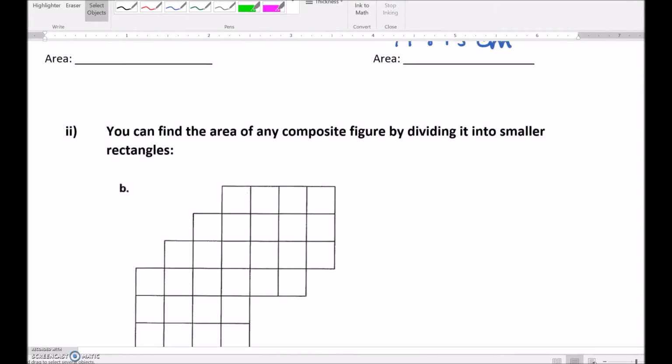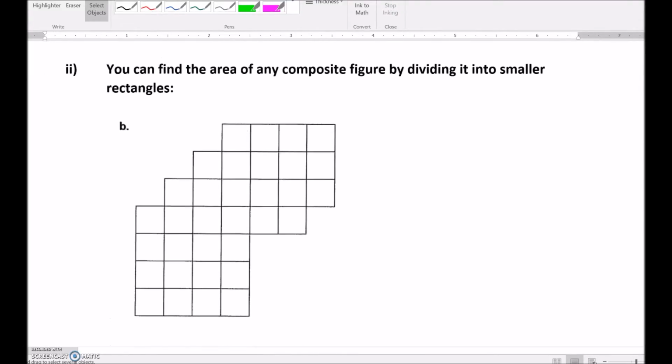Okay, so what about composite figures? You're going to see a lot of those. So this one's a little bit hectic because there are so many pieces of it. But basically, in theory, as long as you can divide a big figure into other rectangles, it's really not hard, right? So this rectangle is 3 by 4. 3 times 4 equals 12.